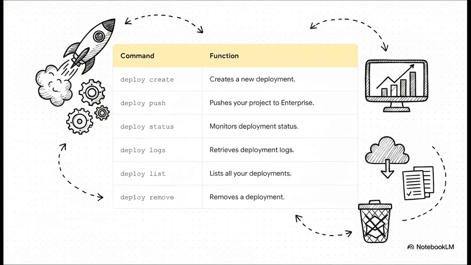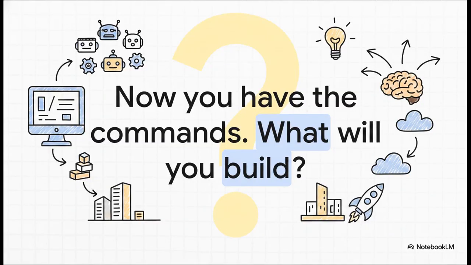You'd start with deploy create to set up a home for your project. Then deploy push to send your code up. You can check on it with deploy status and see what it's been up to with deploy logs. This gives you everything you need to manage the entire life cycle of your crew once it's out in the wild. And there you have it.